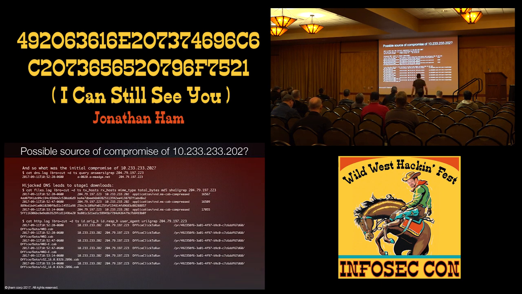So, what was the initial compromise of 202 in the first place? How do I track back initial compromises? Man, DNS data. DNS data is your friend. DNS data, probably the single most important source of data for network forensics in 2017 and tomorrow too, DNS data.